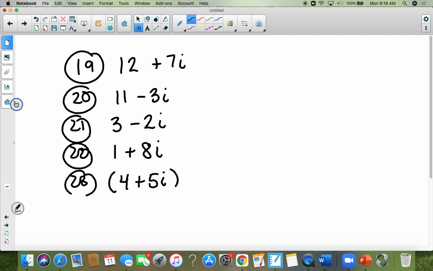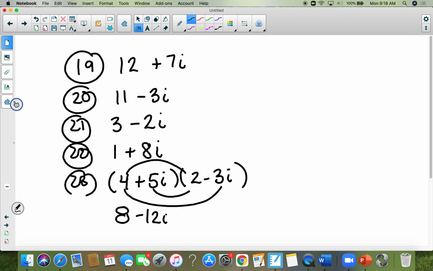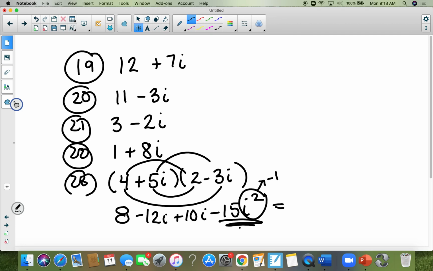You're not adding, you're not subtracting, you are actually multiplying. So you should show your work. 4 times 2, write down 8. Outside term, negative 12i. Inside term, positive 10i. Last two terms, a negative 15i squared. Remember that this equals a negative 1, so all of this makes a positive 15, and a positive 15 and 8 makes 23. Negative 12i plus 10i is a negative 2i. Final answer.